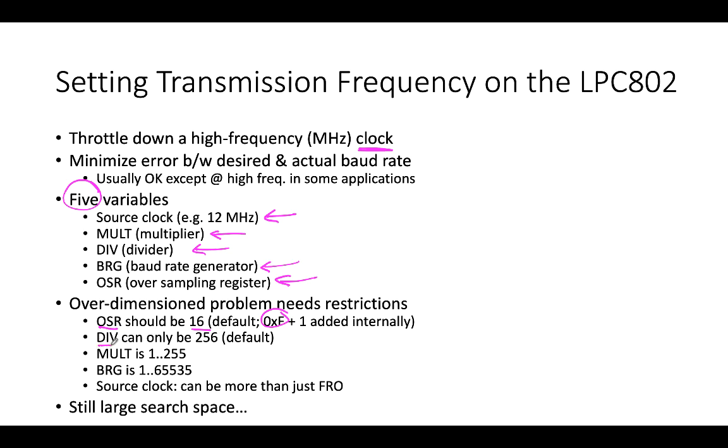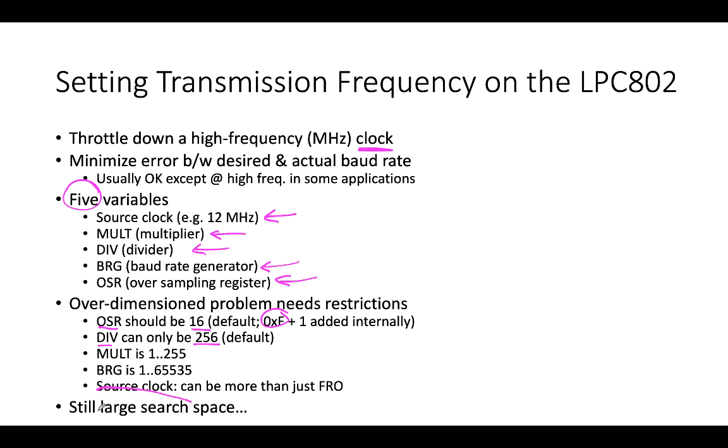The divider, for whatever reason, probably something to do with the architecture of the LPC802 and maybe other devices within the family, we can only set the divider register to 256, which is its default. The multiplication register, on the other hand, can be set between 1 and 255, and the baud rate generator register can be set between 1 and 65,535.